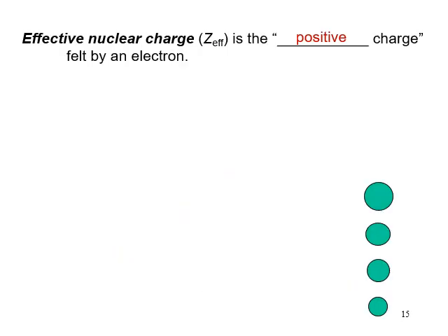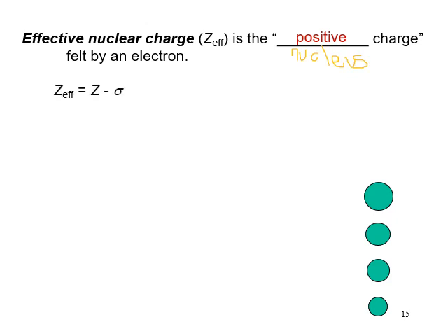Now we're going to keep talking about the descriptive, remember, description of the periodic table. One of the descriptors of an atom is effective nuclear charge. The effective nuclear charge is this positive charge felt by an electron. So that must be coming from the nucleus.